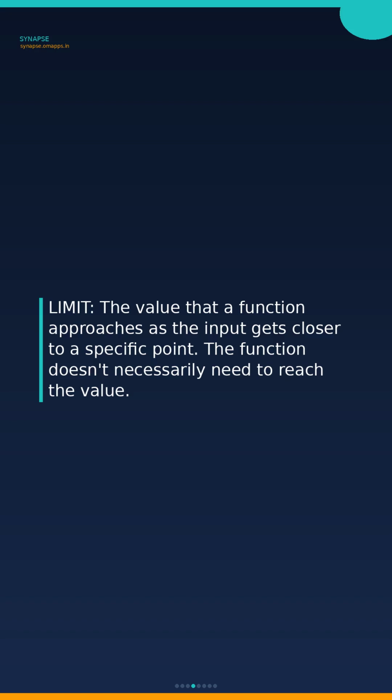Now, let's talk about the relationship between continuity and differentiability. If a function is differentiable at a point, it must be continuous at that point. However, just because a function is continuous doesn't automatically mean it's differentiable. Think of a sharp corner. It's continuous, but not differentiable at that point.